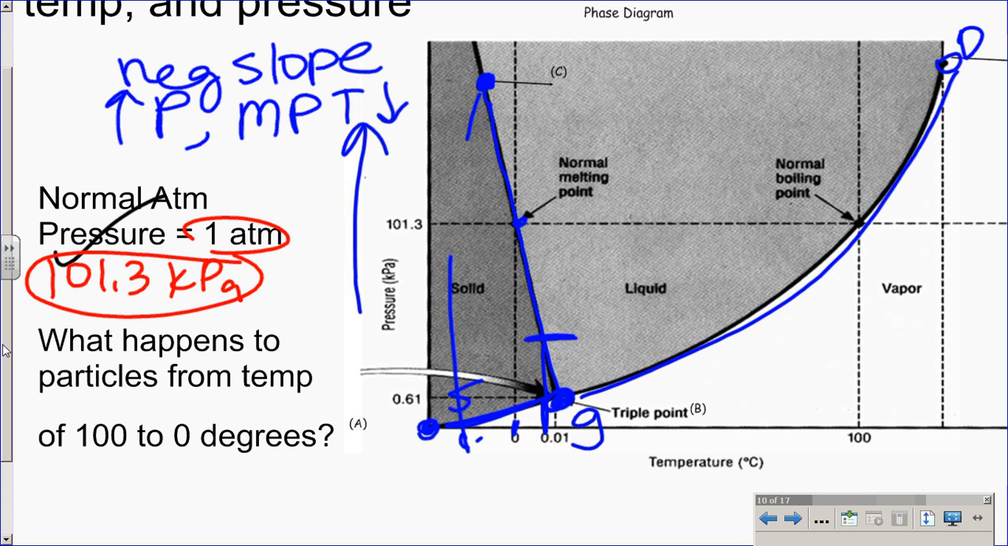Normally, it melts at 0 degrees Celsius, right? It starts to melt there. But if it's under high pressure conditions, it's going to melt at like -4. So I'd have to decrease the temperature even more. So that's abnormal. Water is pretty much the only thing that has a negative slope.